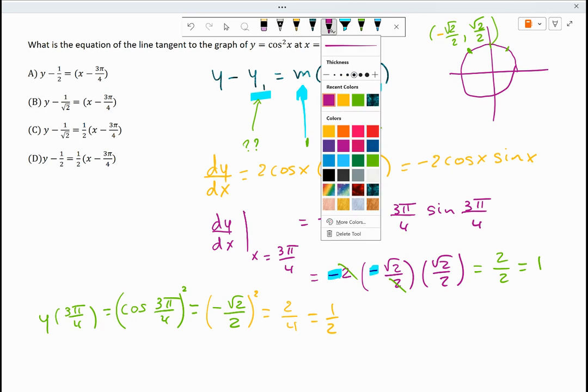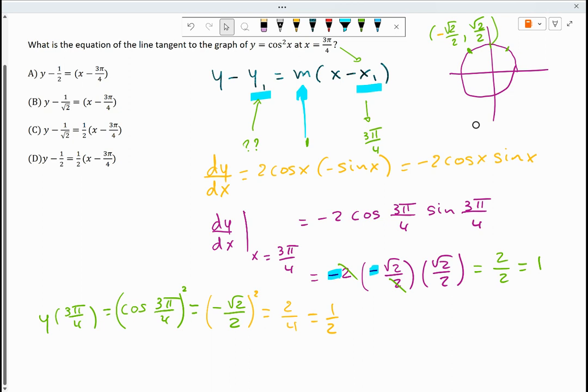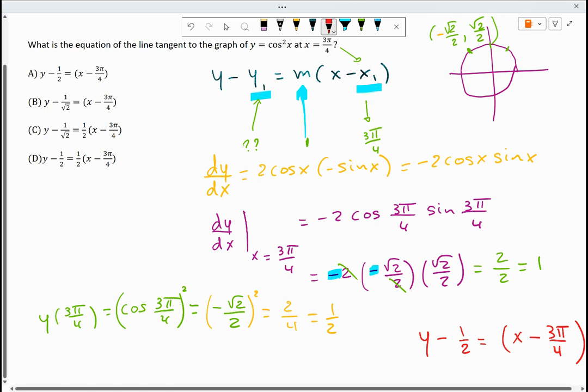Therefore, let's just switch one more time colors to write our final answer. So the equation of that line, tangent to the graph, is going to be y minus 1/2 is equal to the slope of the tangent line, which is 1. So I'm not going to write it, I'll just open parentheses right away, times x minus x1, which is 3 pi over 4. And the only option that matches what I found is A. So the answer is A.